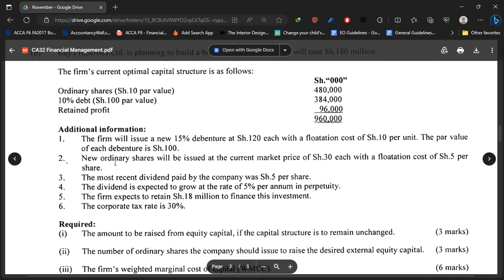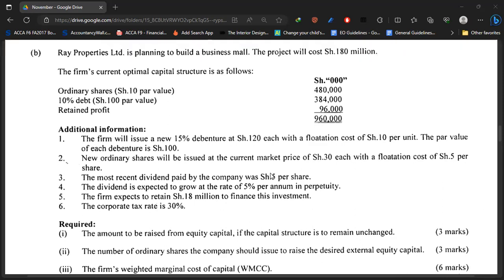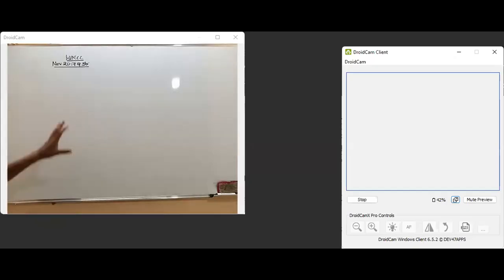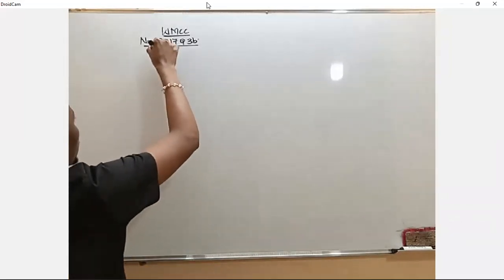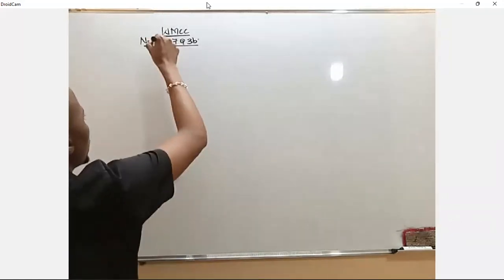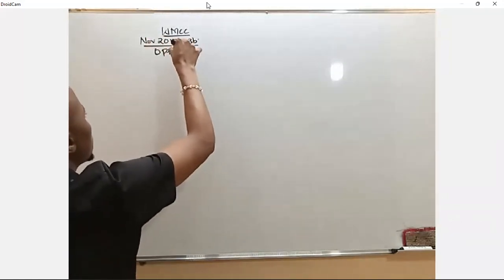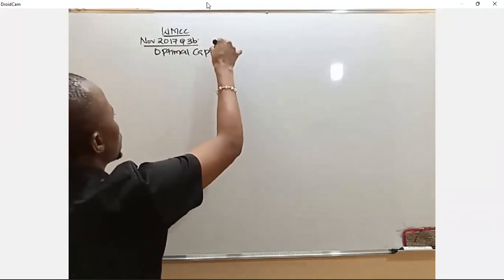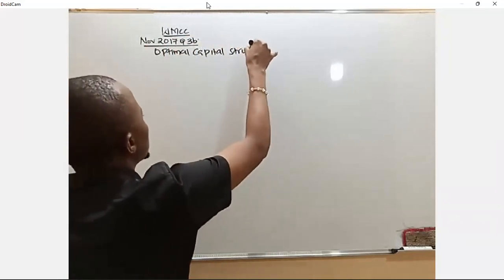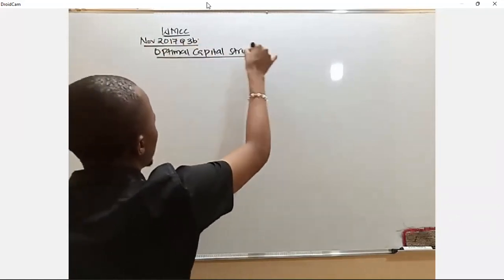And I'll just share my board so that we can work on it very quickly. So when you're looking at our question, we are doing November 2017, question 3B. And the first thing that I just want to do is analyze the optimal capital structure of the organization.